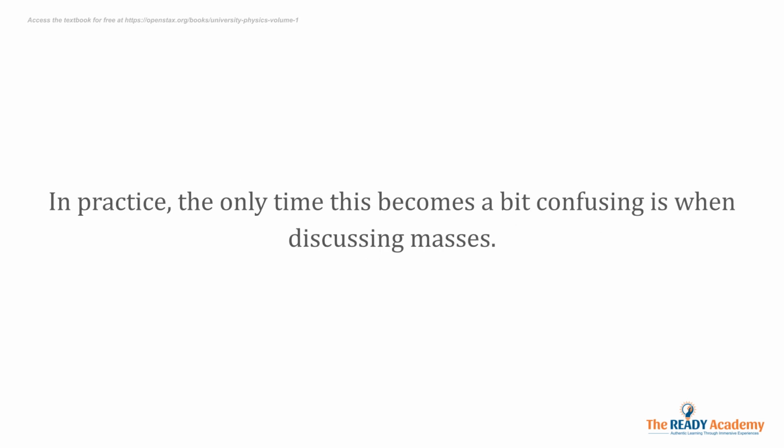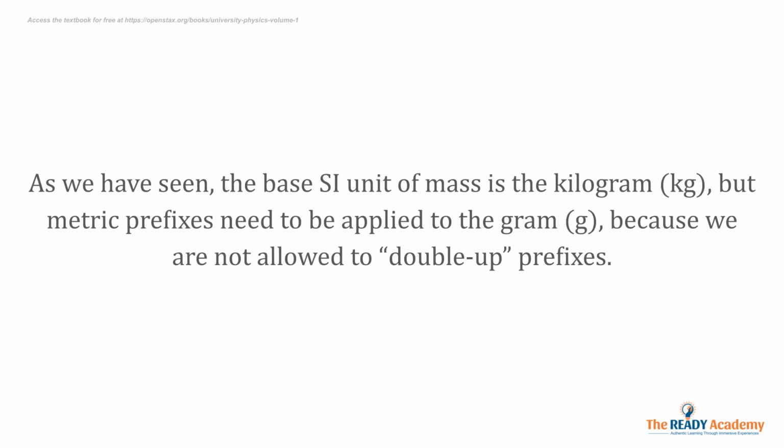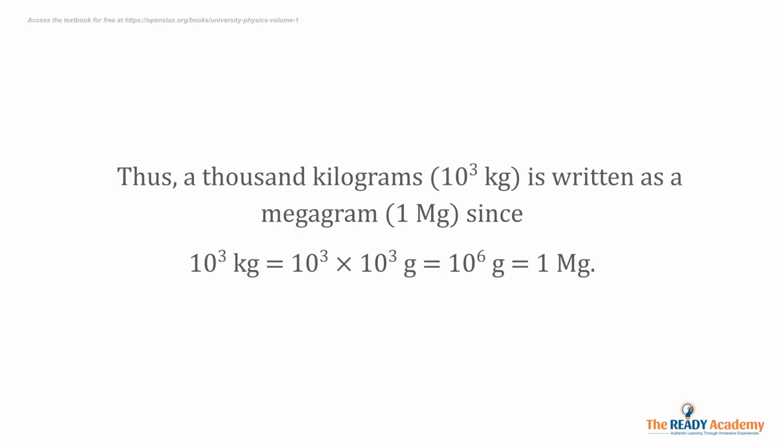In practice, the only time this becomes a bit confusing is when discussing masses. As we have seen, the base SI unit of mass is the kilogram, but metric prefixes need to be applied to the gram, because we are not allowed to double up prefixes. Thus, 1,000 kilograms is written as a megagram, since 10 to the 3 kilograms is equal to 10 to the 3 times 10 to the 3 grams, which equals 10 to the 6 grams or 1 megagram.